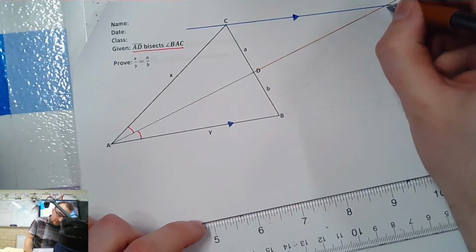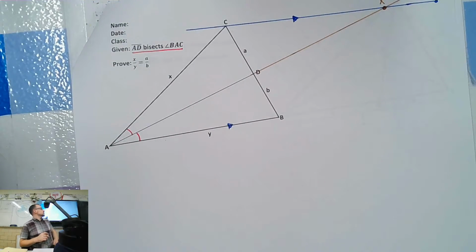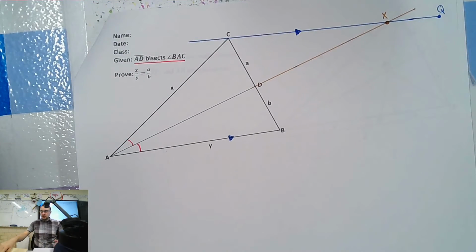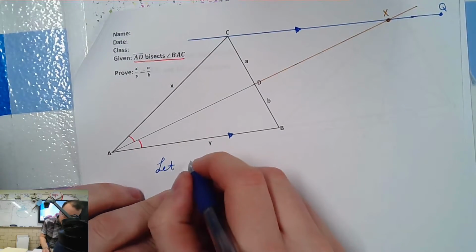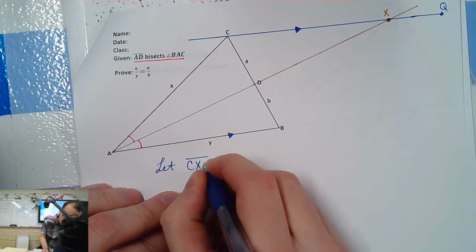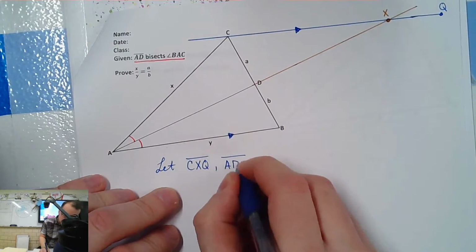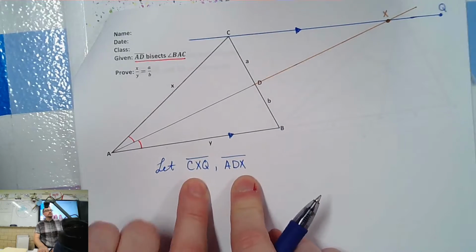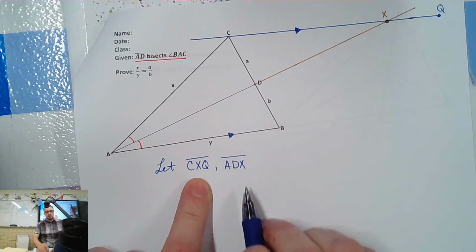And you'll notice what that creates, I'll call that X, is another triangle. So we're going to say let CXQ exist and let ADX exist. Now remember, if two line segments have the same point in them, that means they must intersect there, right? They must share that point, so they intersect at X. That's why I wrote both of those.